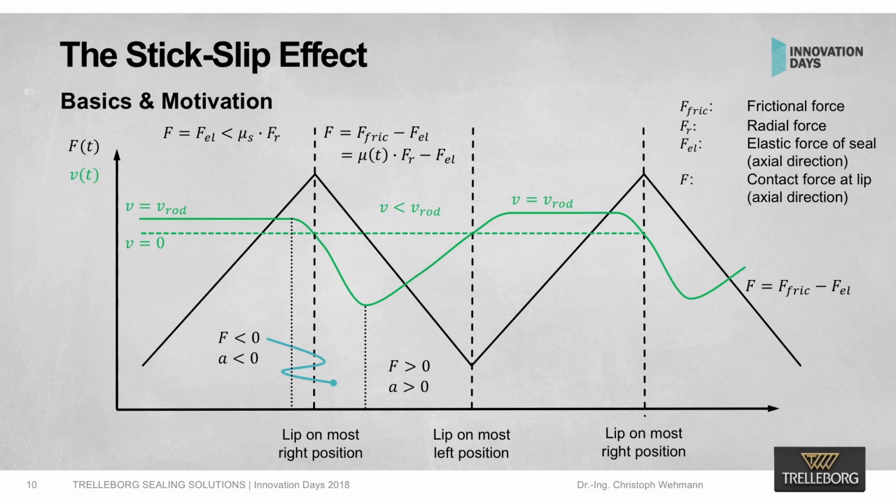I made this slide also for myself to get a better understanding. So there are also some interesting points. For example, the minimum here. At that point, we know we have the smallest friction coefficient because the relative speed between rod and sealing edge is the highest. Furthermore, for example, this area here has to be the same as this plus this, because the lip is on the most right position, and after one period, it has to be again on the most right position.